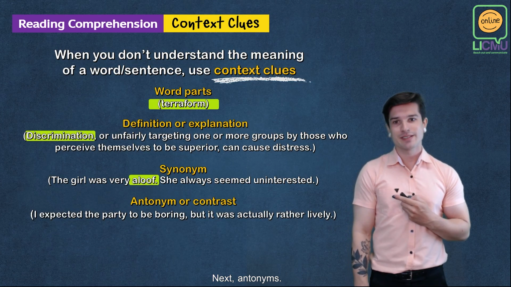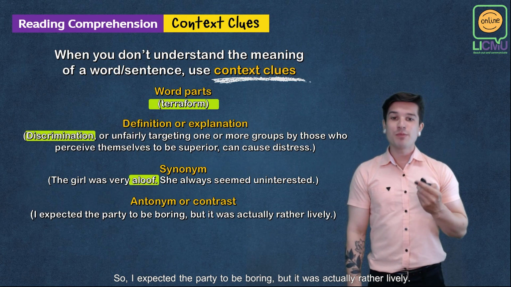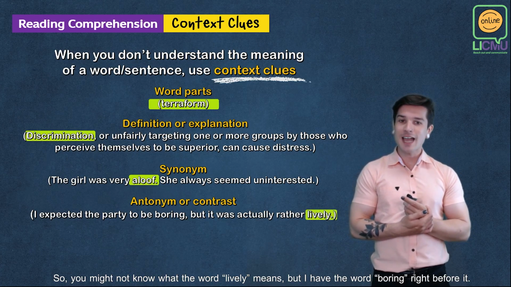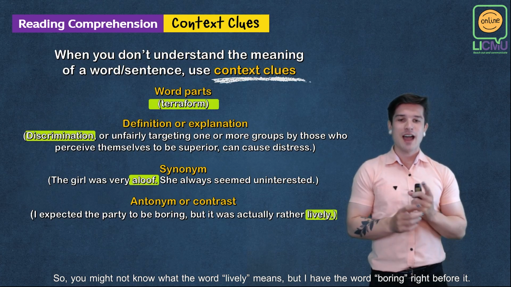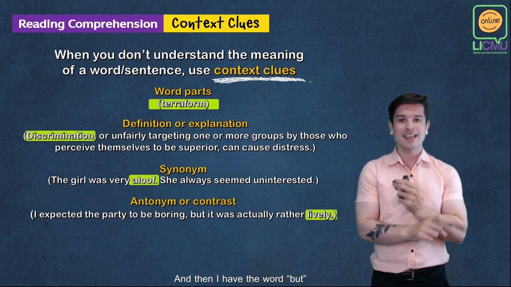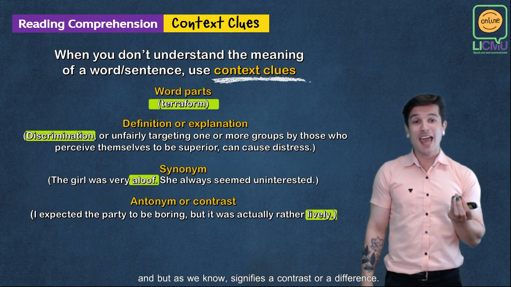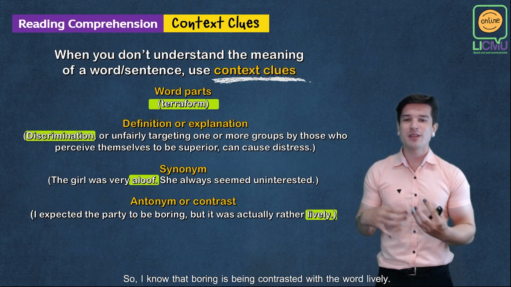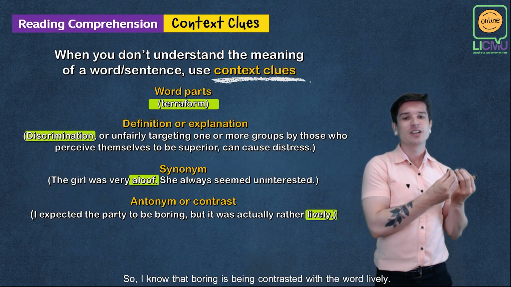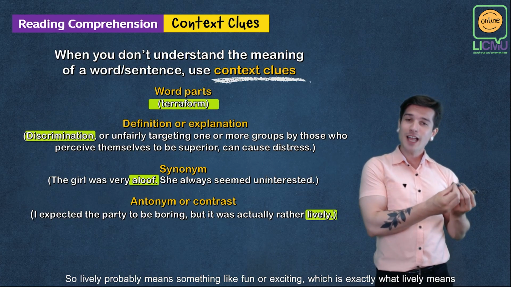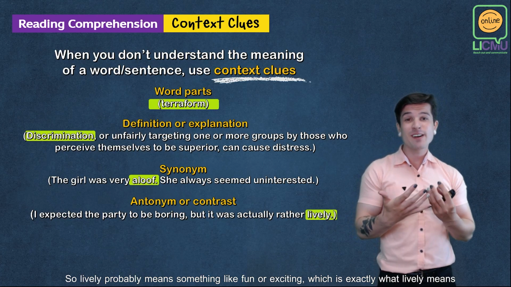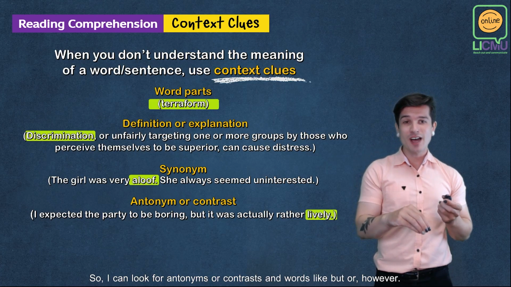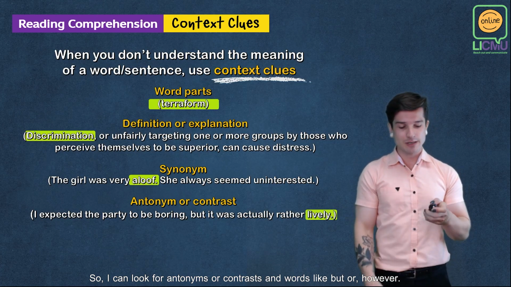Next, antonyms. So I expected the party to be boring, but it was actually rather lively. So you might not know what the word lively means, but I have the word boring right before it. And then I have the word but. And but, as we know, signifies a contrast or a difference. So I know that boring is being contrasted with the word lively. So lively probably means something like fun or exciting, which is exactly what lively means. So I can look for antonyms or contrasts in words like but or however.